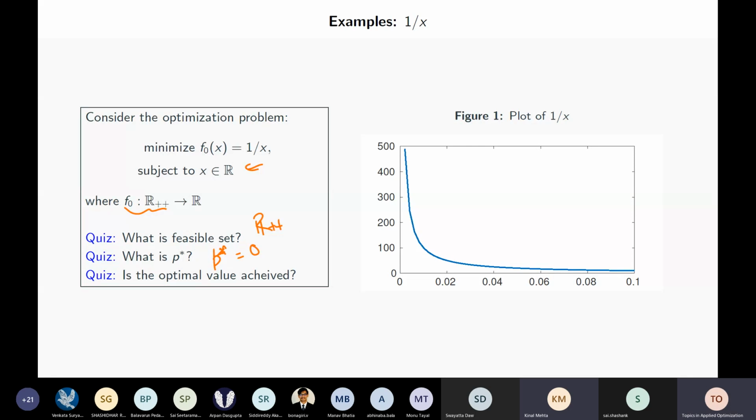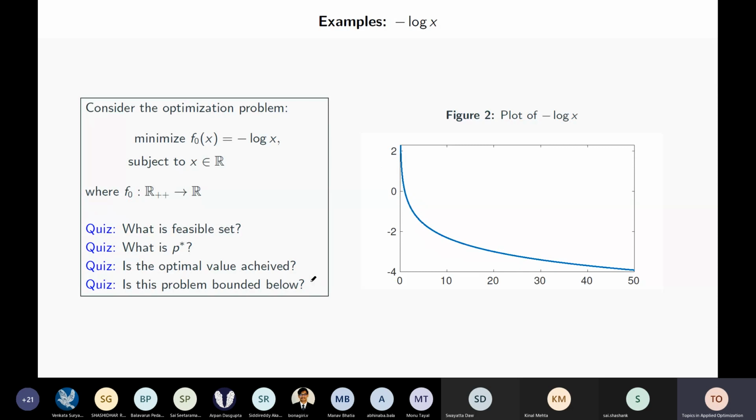No, I don't think it should. It's like asymptotically 0. So it is achieved only at infinity, but infinity is not there. Remember that infinity is not a real number. So it is not achieved actually. P star happens only at infinity, but x equal to infinity is not allowed. So this is no.